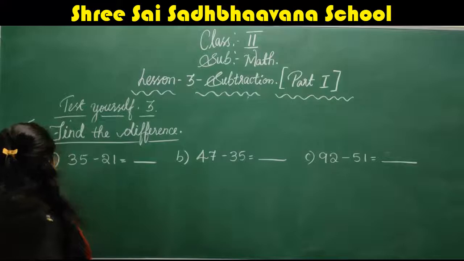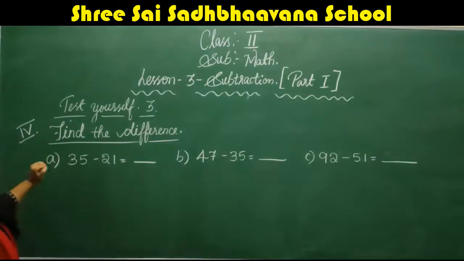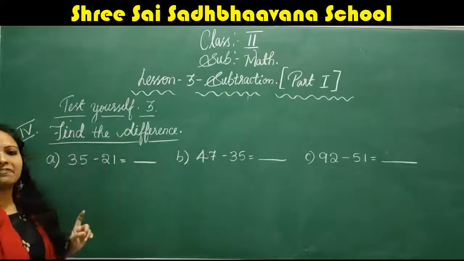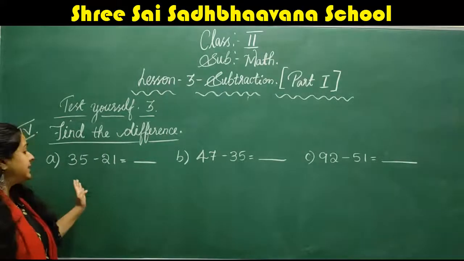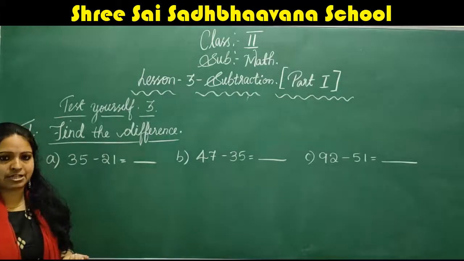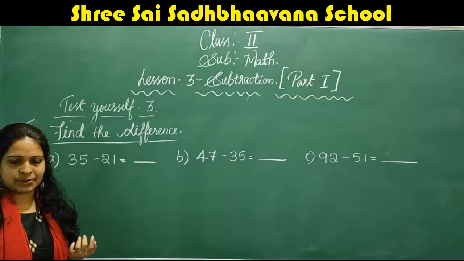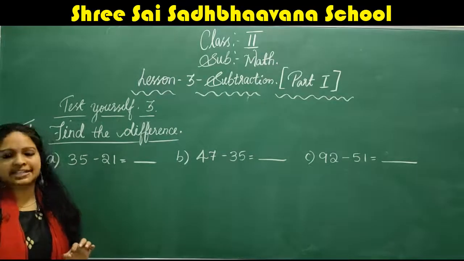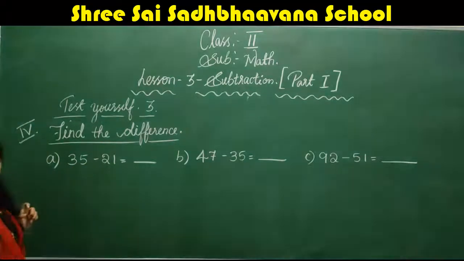Children, now let us discuss the fourth main. So what they have given here? Find the difference. What you have to do? You have to find the difference. Difference means what? Nothing but answer. Result of subtraction or answer of subtraction is called difference. So let us see how to do this.